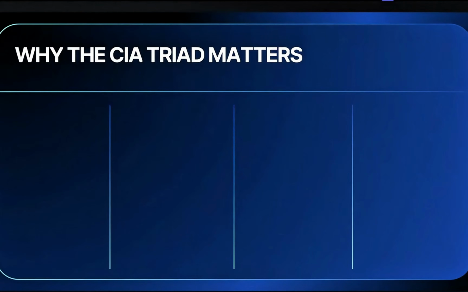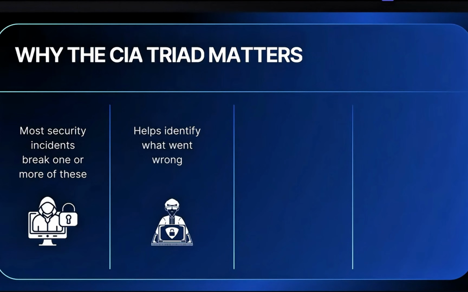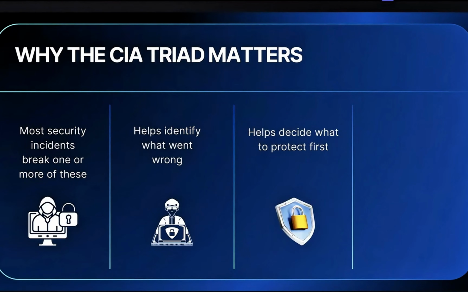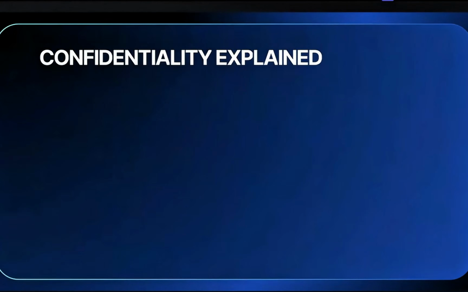So why is the CIA Triad important? Most cybersecurity problems can be explained using this model. So we can say most security incidents break one or more parts of the CIA Triad, and it helps security teams to identify what went wrong. Also, it helps them to prioritize what needs protection first, and it is used across industries and cybersecurity roles. So now let's pick them one after the other.